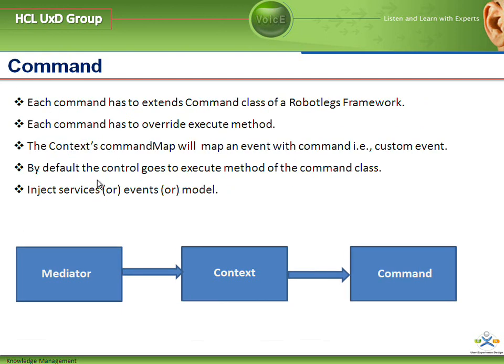And if you come to the next one, that is command. A command is used to pass the request coming from the mediator on to the appropriate service. Each command has to extend the Command class of the RobotLegs framework and override a method called execute. By default, the control goes to the execute method of a command. The command will be configured inside a context using the commandMap, and a command can inject services, events or models also.